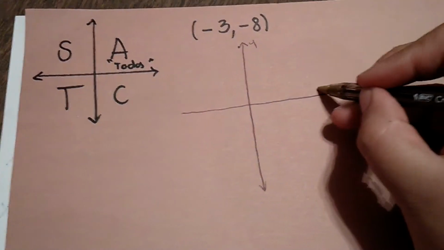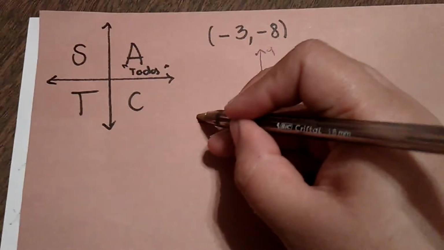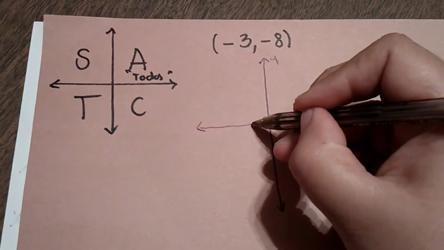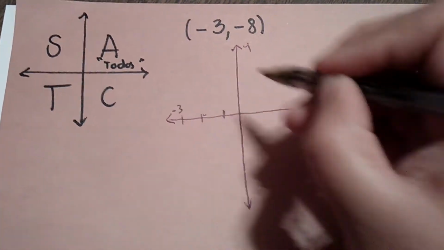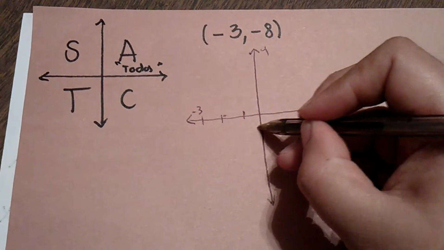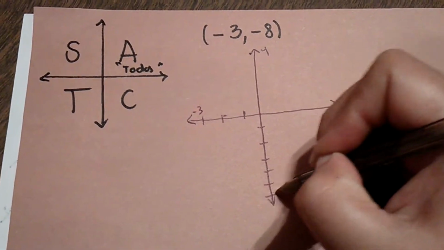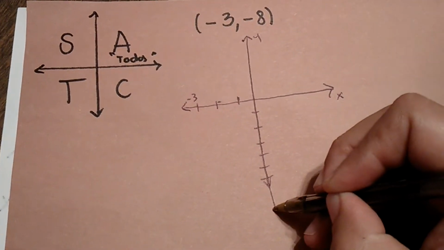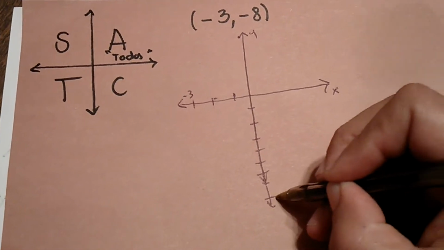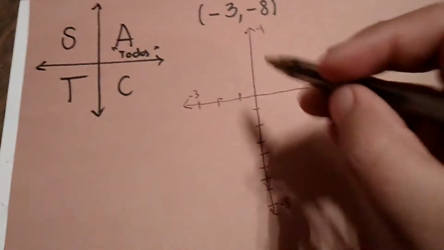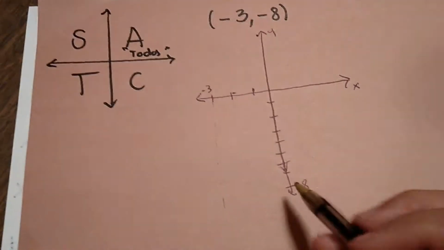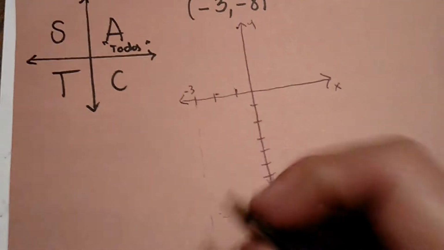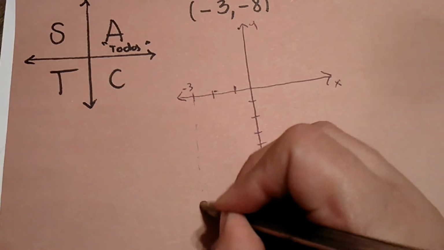This is your y's, this is your x. So you need to find minus 1, minus 2, minus 3. So it's here. And then minus 8. Minus 1, 2, 3, 4, 5, 6. I need more. 7, 8. So this is minus 8. So what you need to do is to plot the point. Minus 3, minus 8 is going to be here.